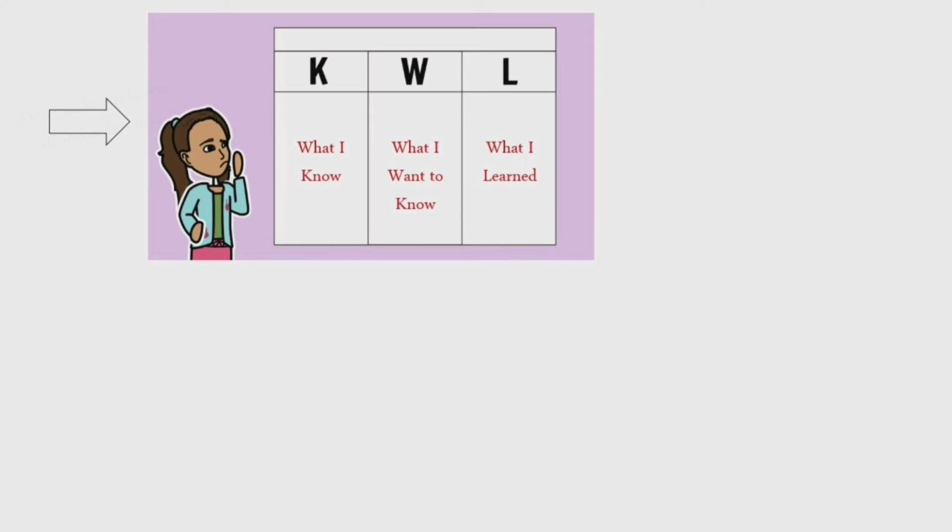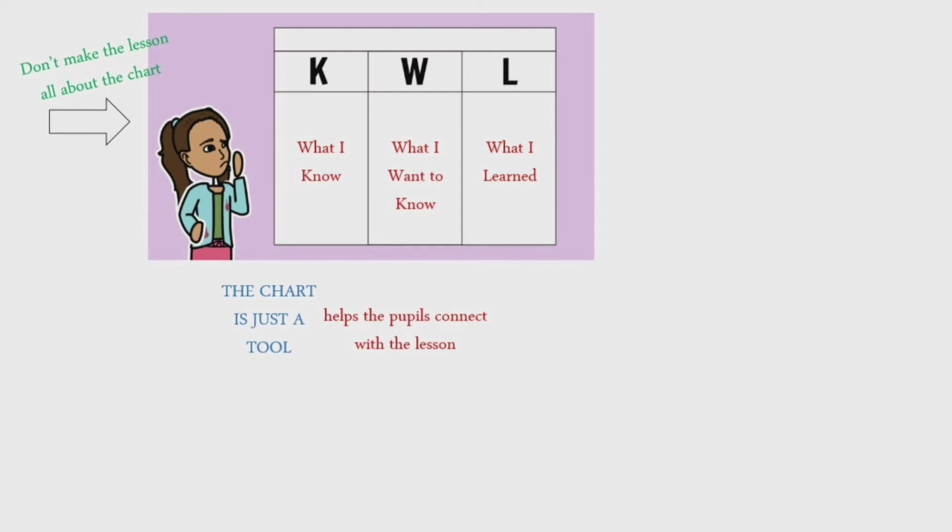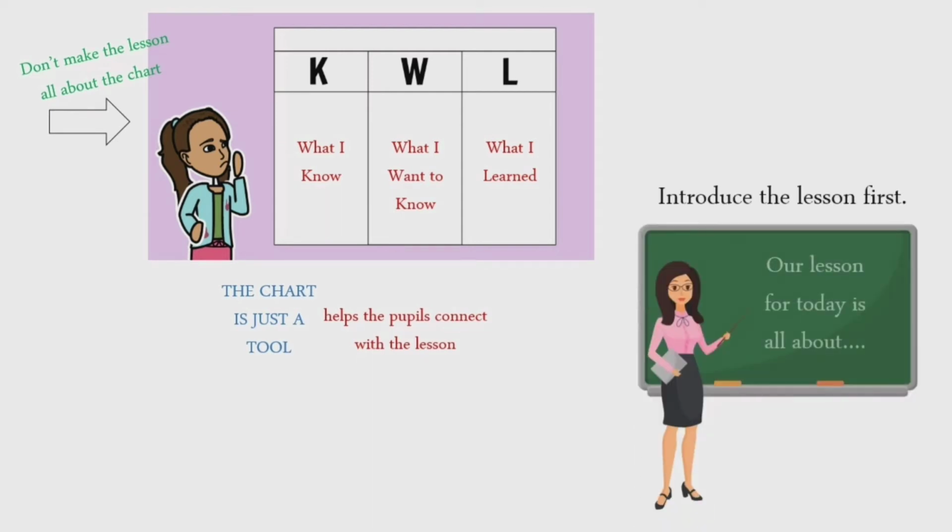Now, when using the KWL chart, it's really important that you don't put the chart before the lesson. In other words, don't introduce the chart before you introduce the topic you're teaching. Remember, the purpose of the KWL chart is to help students connect with your lesson. So it's imperative that you take the time to introduce your lesson first. Once you've made students aware of what they will be learning, find out what they already know about the topic using the KWL. That's where the What I Know portion of the chart comes into play.